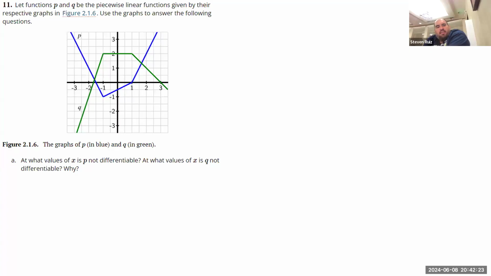All right, moving on to question 11. We're looking at graphs of P and Q that are given by these piecewise functions and a graph depicting them. So the first thing we're asked about is basically to determine where these functions fail to be differentiable.